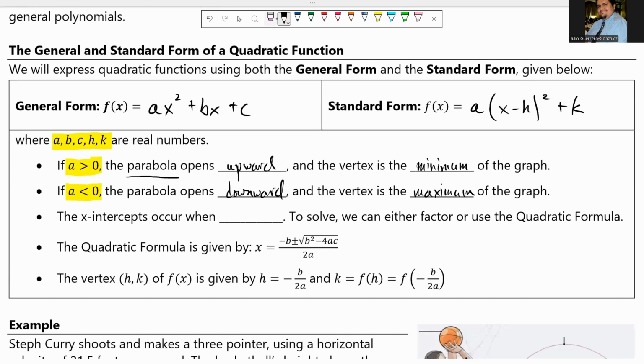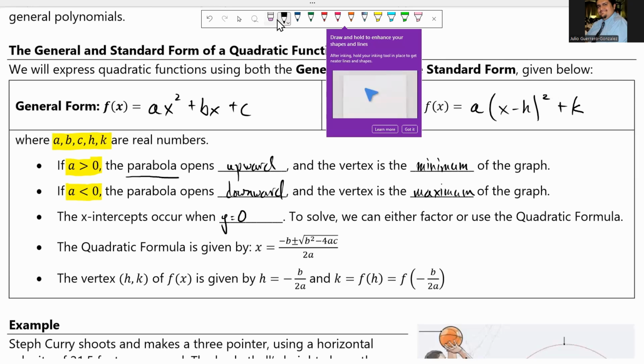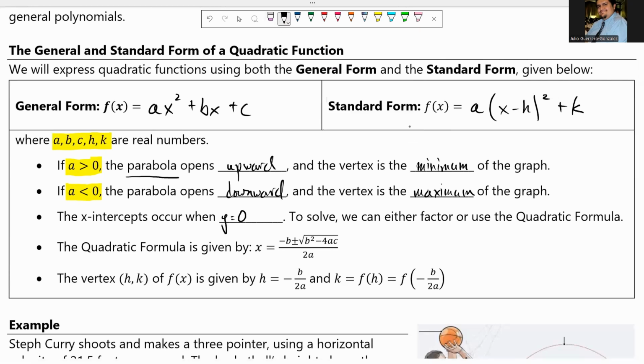The x-intercepts happen when your y is equal to 0, right? When the y is equal to 0, we know that y is equal to f of x, and that's equal to 0. In order to solve this kind of thing, for lines, solving this is easy enough, right? But for quadratic functions, we have this thing called the quadratic formula.